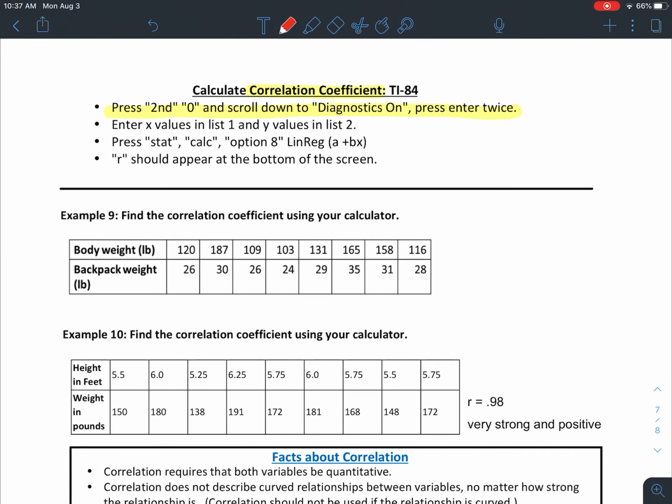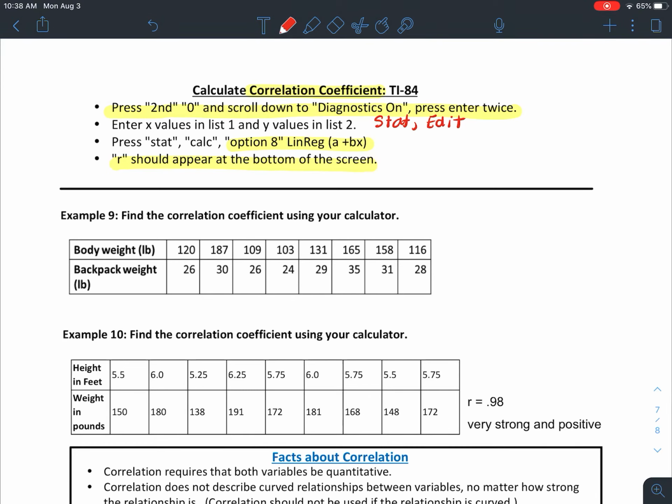You're going to enter the X values into L1 and the Y values into L2, and you get to that by pressing stat and the edit key. You will then press the stat button and bump over to the calculate menu. This is a little bit different. We typically choose option 8 instead of option 4 because in AP Statistics, we use this B value for our slope and the A value here for our y-intercept. When you run that, the R value should appear at the bottom of your screen.